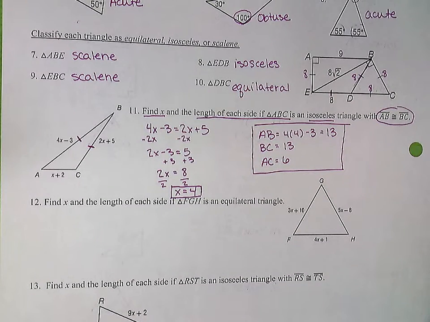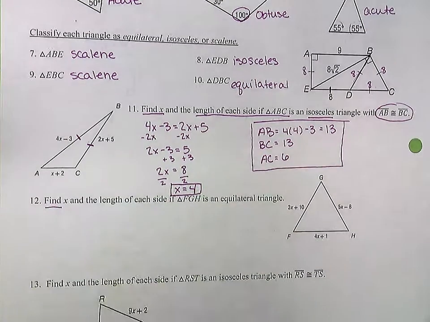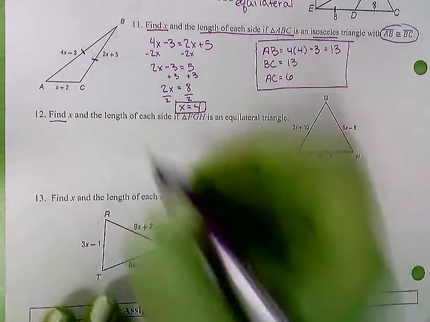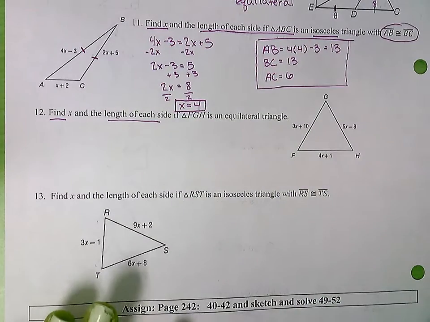Okay, so these problems have two different parts. You need to find x, and you need to find all three sides of your triangle. Any questions on 11? All right, looking at 12, again, we want to find x and the length of each side.